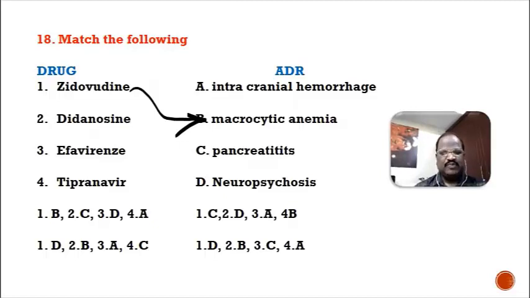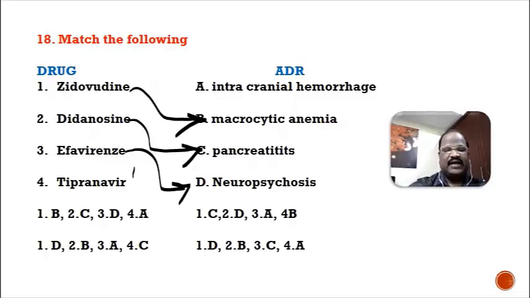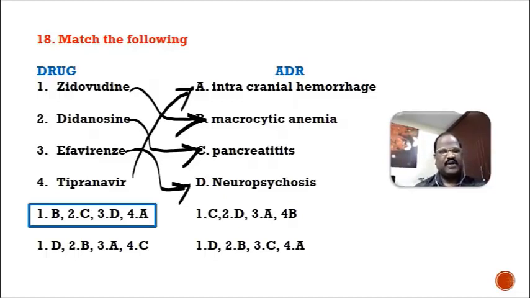Didanosine, the most important dose limiting toxicity is pancreatitis. Efavirenz, most important problem, psychosis. And tipranavir is a protease inhibitor having anticoagulation action, may cause intracranial hemorrhage. If you know this much, then you can see the options and choose the correct answer. The answer for the question is option number 1. Option A, option B, like this go for. Okay.